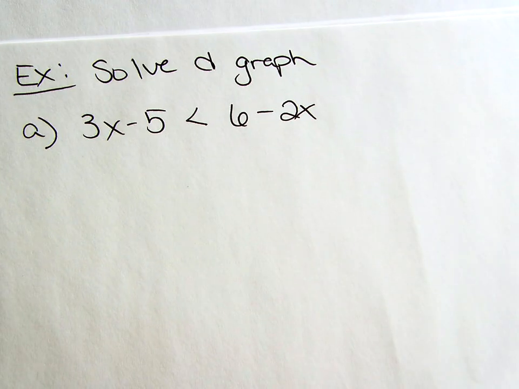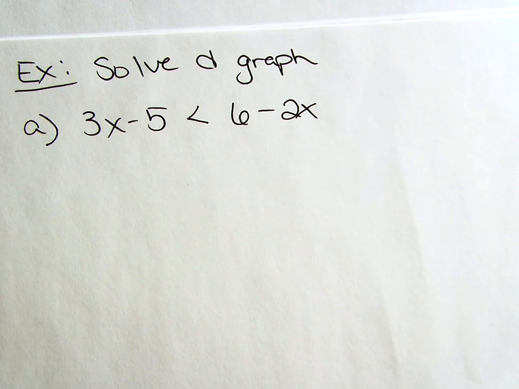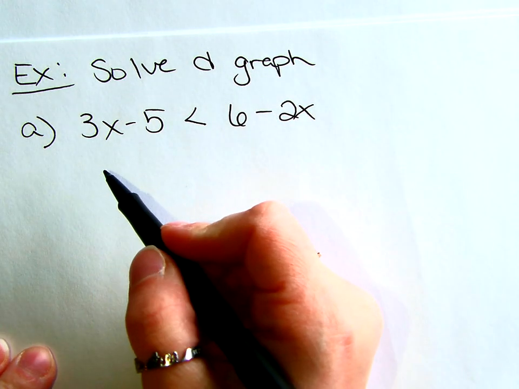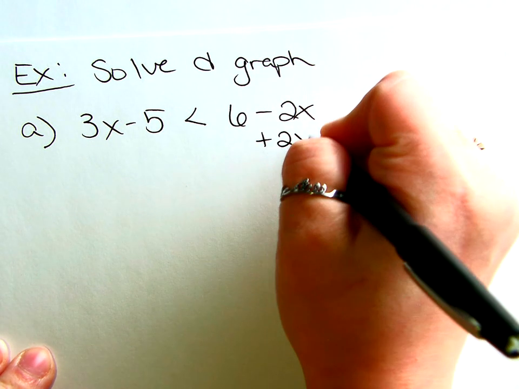Solve and graph 3x minus 5 is less than 6 minus 2x. So treat this exactly like an equation. If it was an equation and it said 3x minus 5 equals 6 minus 2x, we would think about getting our x's all together and getting our constants all together and solving for our variable. We're doing the exact same thing here. I need to get all of my x's together, and I usually try to keep them positive. So I'm going to add 2x over.